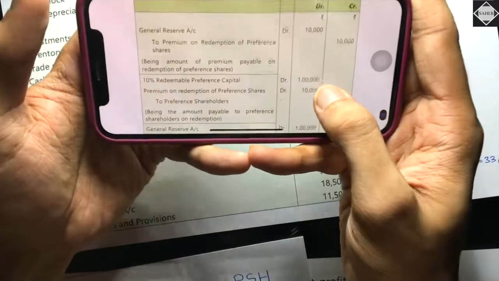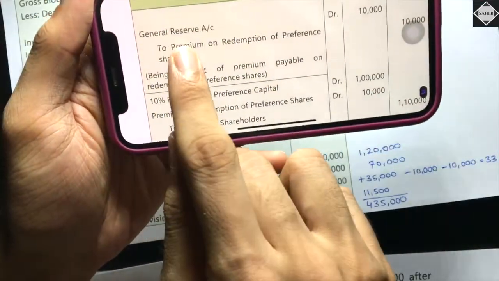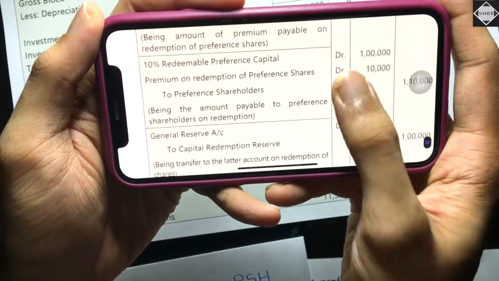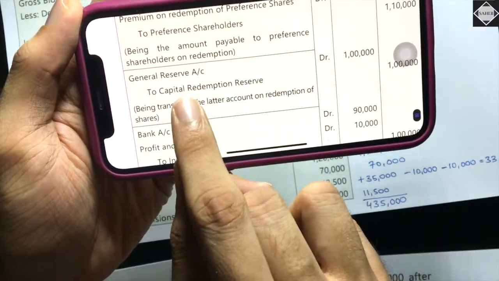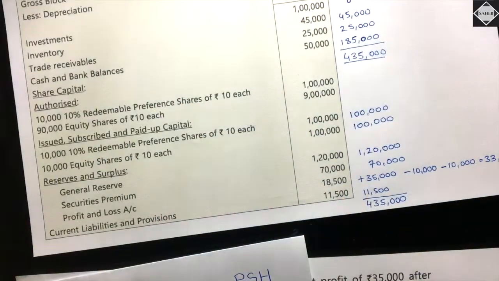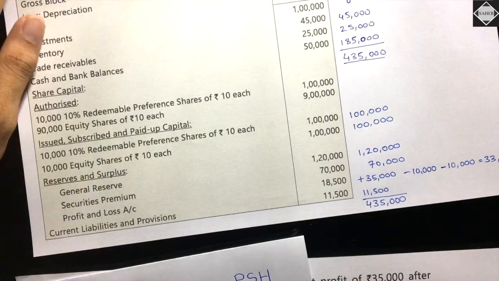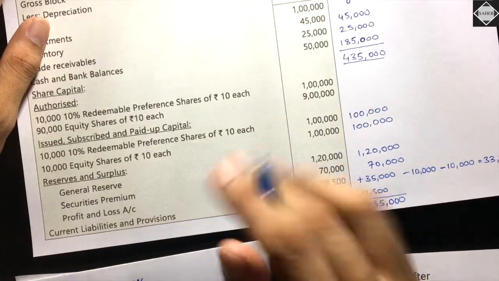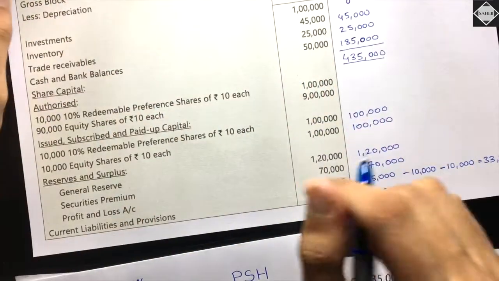See here. Let me just show you the journal entries. In journal entries, if you see general reserve to premium on redemption of preference shares, they have utilized general reserve for premium on redemption. For creation of CRR also, they have utilized general reserve. So this way it becomes really easy, right? But for example, let's just say in exam they don't give you general reserve. They give you only profit and loss. Then what will you do?